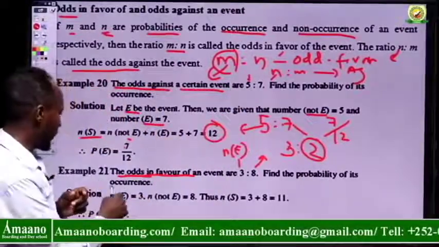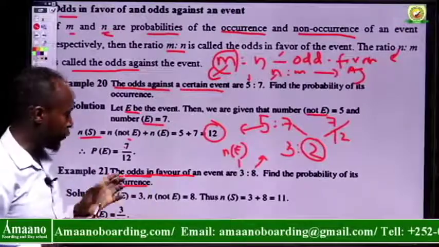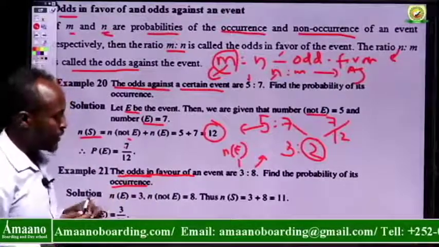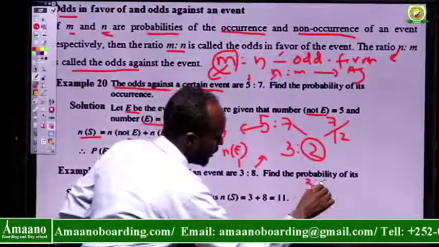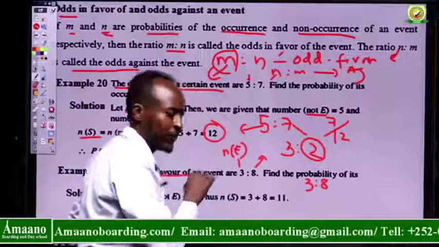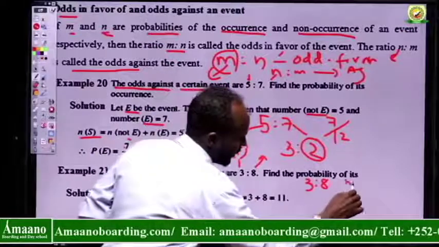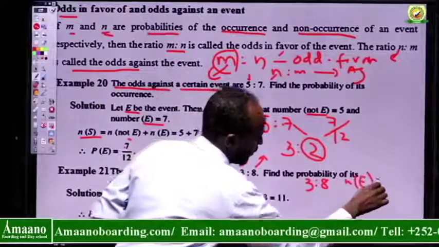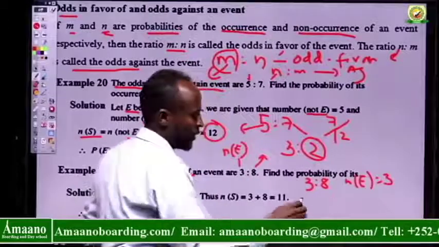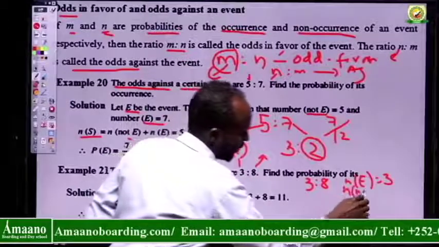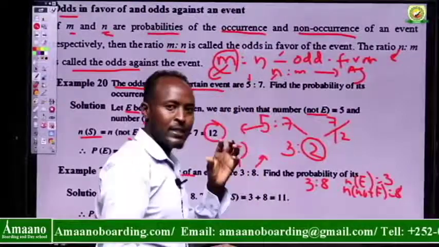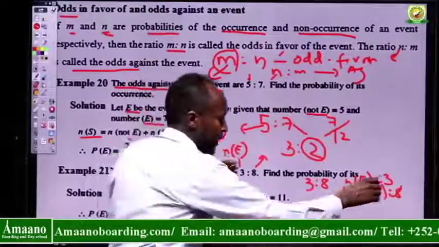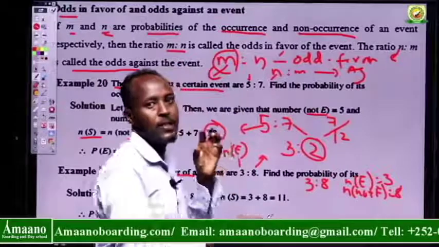Okay, we are asked to find the same as the previous one, to find the probability that this event will occur. Look, we have 3:8. It was odds in favor. If it is odds in favor, the number of E will be the first number. Not E, the number of ways E cannot occur, is 8 times. What will be the sample space? The sample space, we will add them. 3 plus 8, it is 11.